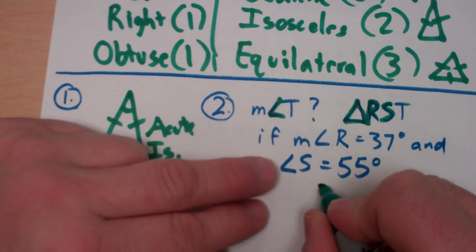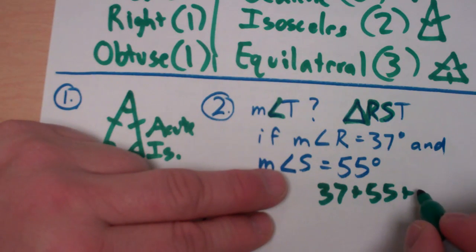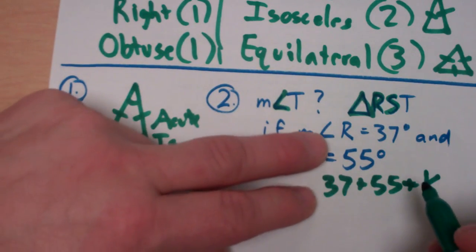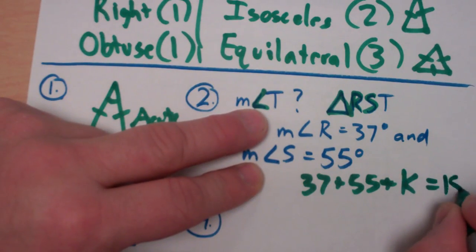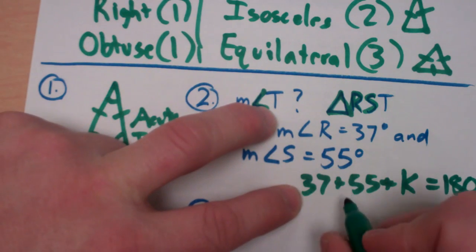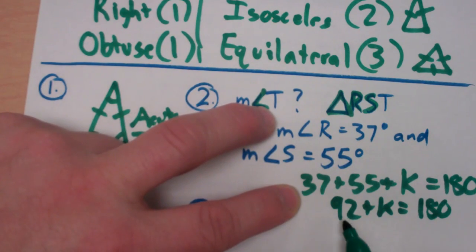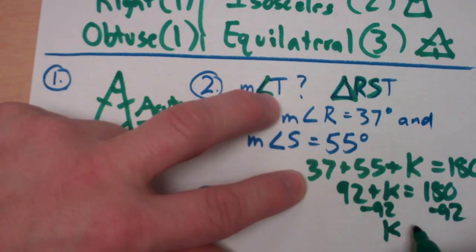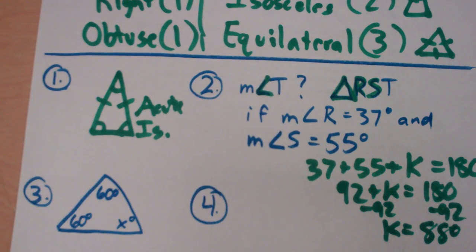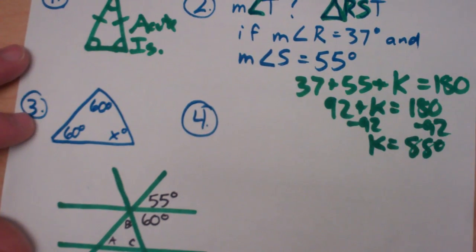So that means that 37 plus 55 plus this number that I don't know, which I'll call K, even though it's a T, but I don't like T as a variable. I know that equals 180. So let me combine my like terms. I get 92 plus K equals 180. Solve it. I subtract 92 from both sides. And I get K must be an 88 degree angle. So K is an 88 degree angle. All that because I know that they always add up to be 180 in a triangle.